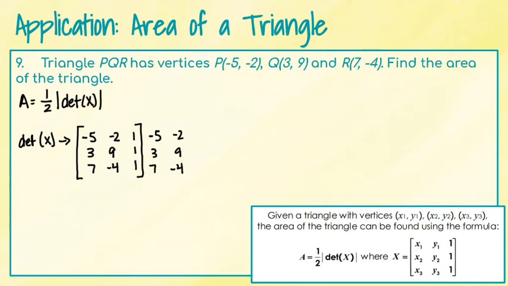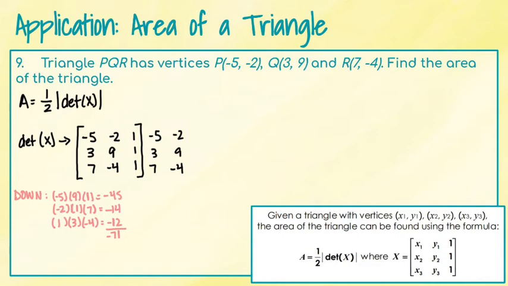And then we will do our diagonal multiplication. So our down diagonals, remember these start at the top and go down. We're going to get -5 times 9 times 1, which is -45. Our second one is going to be -2 times 1 times 7, so -14. Our third one is going to be 1 times 3 times -4, which is going to be -12. And when we add these together, we're going to get -71.